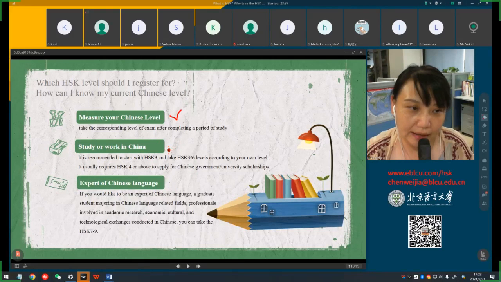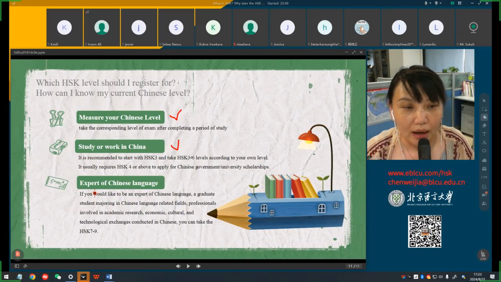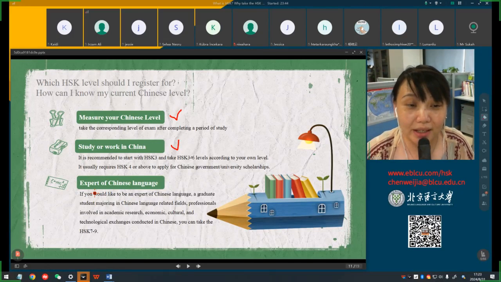Second purpose, if your goal is to study or work in China, I will usually recommend starting with HSK 3 and taking HSK 3 to 6 according to your own level, because it usually requires HSK 3 or 4 or above to apply for Chinese government or university scholarships here in China. So usually HSK 1 and 2 are not very useful when you apply for a scholarship or things like that. So if you're planning to study in a university, or even find a job in China, I will suggest HSK 3 plus levels to take.